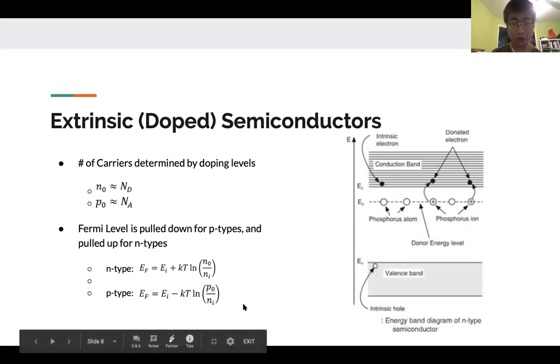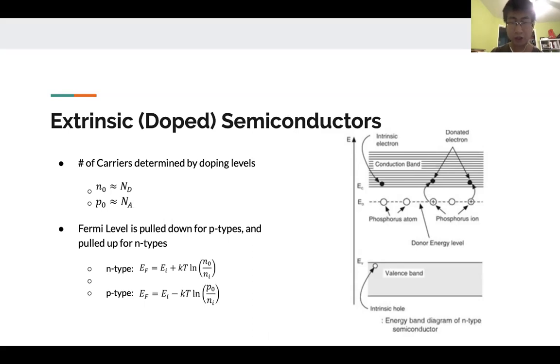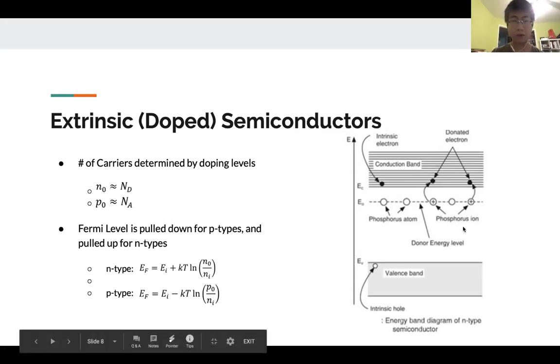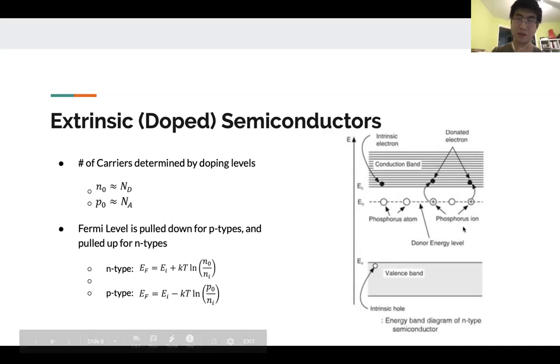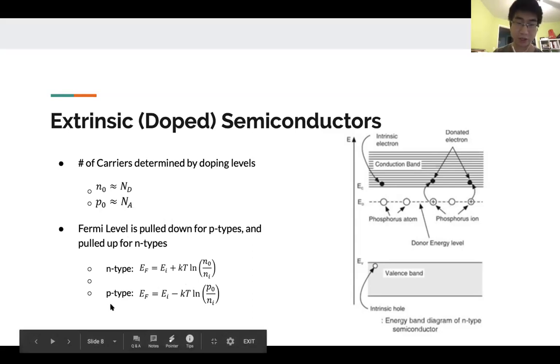As you can see, the intuition behind them is that if you dope a semiconductor with a donor, the Fermi level will go closer to the conduction band, because more electrons will be excited up to the conduction band, thus raising the Fermi level. If you add acceptors, then there are going to be fewer electrons in the conduction band and more holes in the valence band, thus lowering the Fermi level, as you can see by these equations.